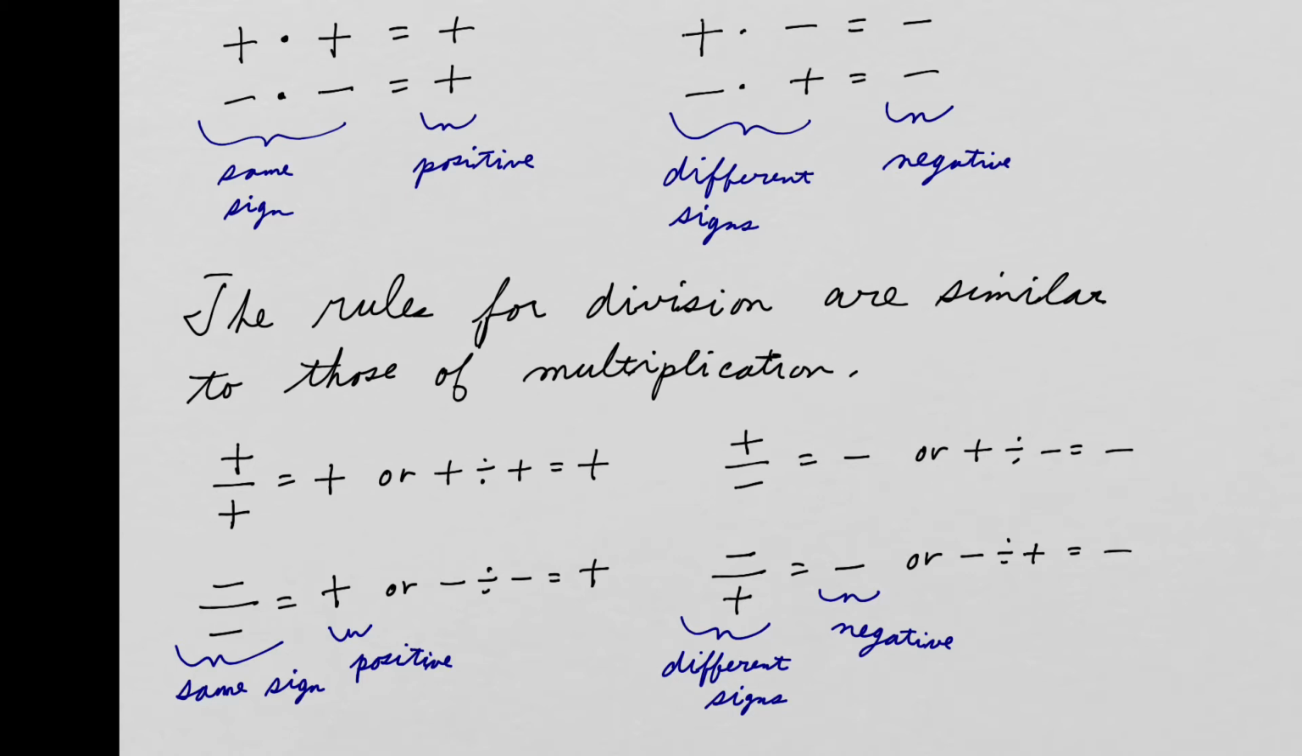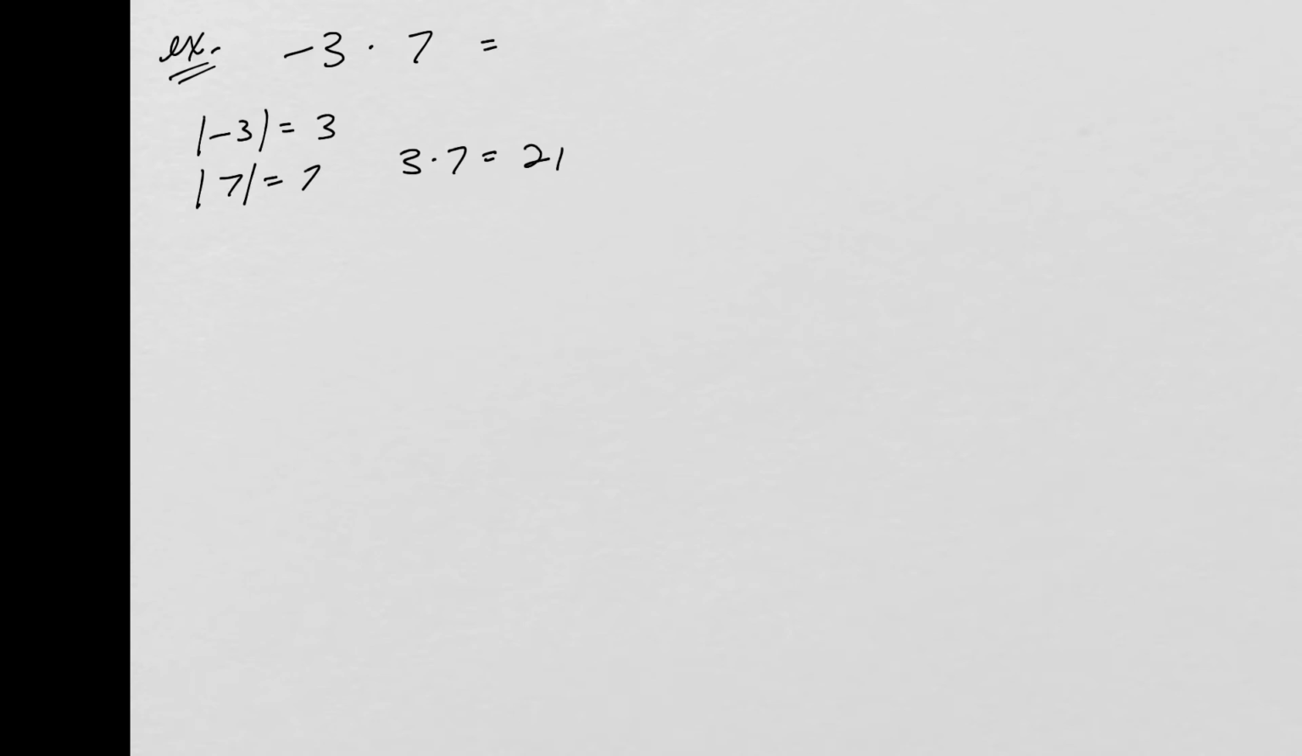Okay, so let's do some examples here. Let's say I want to multiply -3 times 7. The rule is you find the absolute values, which is a quick way of saying just ignore the sign. So find the absolute values and multiply the two absolute values together. Well, 3 times 7 is 21. And then since I have a negative times a positive, the answer has to be negative. So it's -21.